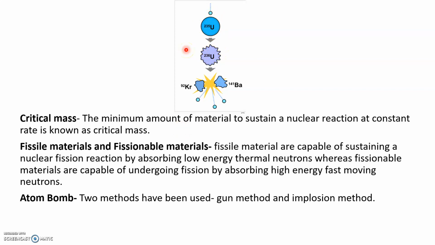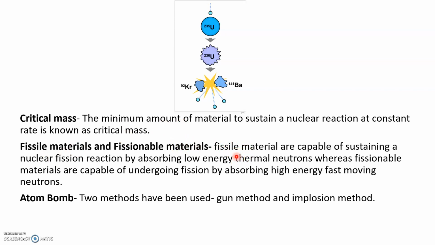If the amount of the material is lower than the critical mass, it is called a subcritical mass, and if it is greater, it is called a supercritical mass. In order to undergo a sustainable chain reaction, there should be a supercritical mass of the substance. Here, a neutron is bombarded with uranium. Uranium-236 is first produced, then it splits into barium and a krypton nucleus, producing 3 neutrons and an enormous amount of energy. So, what are fissile material and fissionable material?